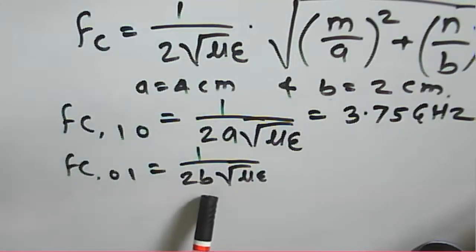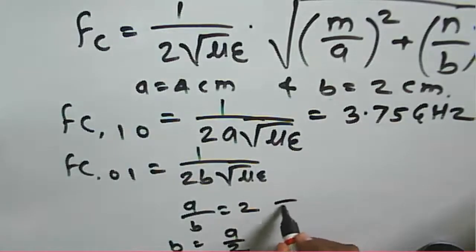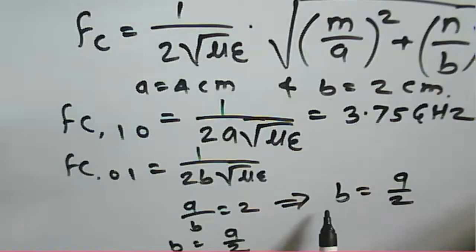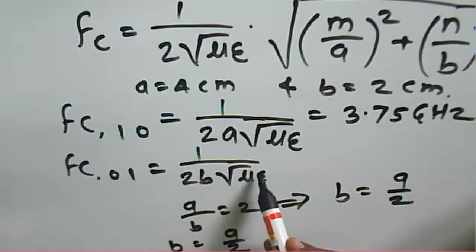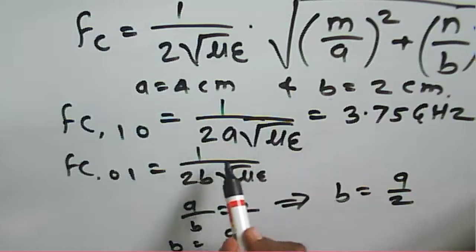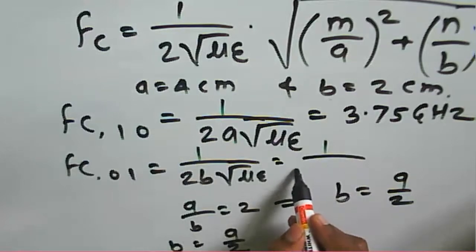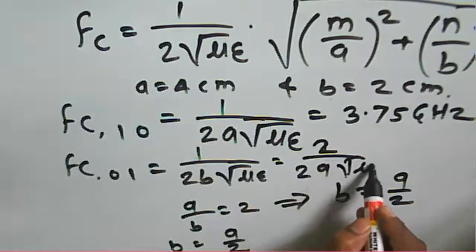Now we know that the ratio a by b is equal to 2. So what will be b here? b will be a by 2. From this we can write b is equal to a by 2. Now if you put b is equal to a by 2, the equation becomes twice of a under root of mu epsilon. So the cutoff frequency for Fc 0, 1 will be twice of a by 2.